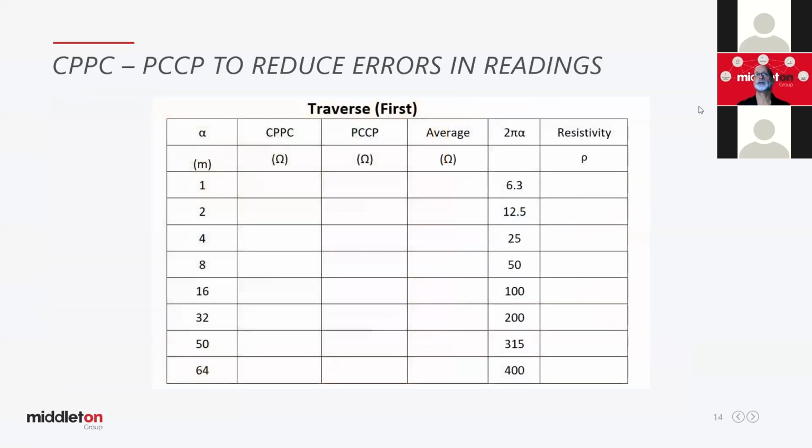So here's a table you might fill out on the day. Here's your spacings down the left. You can put your CPPC measurement here, PCCP here, average them out, multiply them by this factor, which is just 2 pi times the spacing, and get your resistivity. So you look to make sure that your readings in both directions are relatively similar. If they're not, work on your probes, make sure they're tapped in, make sure they're well watered, make sure your connections on your clips are on there nice and solid, and they should be pretty close.